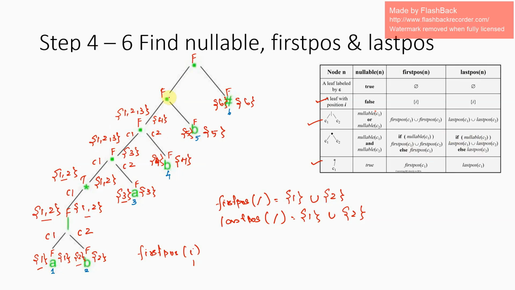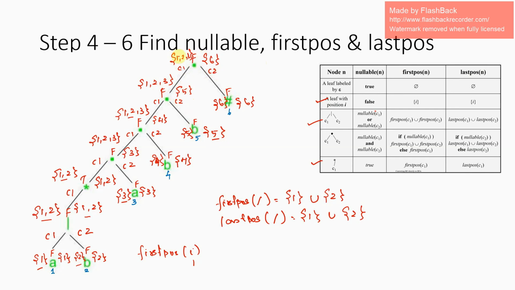Now repeat the same thing for the next level. This is again C1 and C2. C1 is not nullable. Go to the else part. Else part means first position of C1. First position of C1 is 1, 2, 3. And to find the last position, we are considering C2. Nullable of C2 is again false. So go to the else part. So the last position of C2 is nothing but 5. So we are writing this. And again you repeat this for the next one. The child is not nullable. So else part: first position of C1 and here the last position of C2.